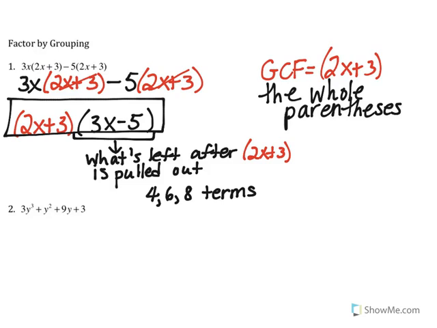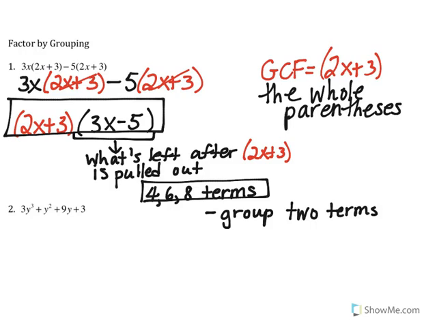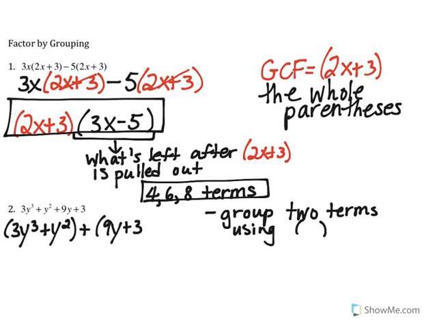So our steps for this, since these are the types of problems that we're going to be looking at, we're going to group together 2 terms at a time using parentheses. So I'm going to just do that underneath here, 3y cubed plus y squared. I like to put the plus sign in the middle, even if there's a minus sign. Group negative signs with the parentheses.